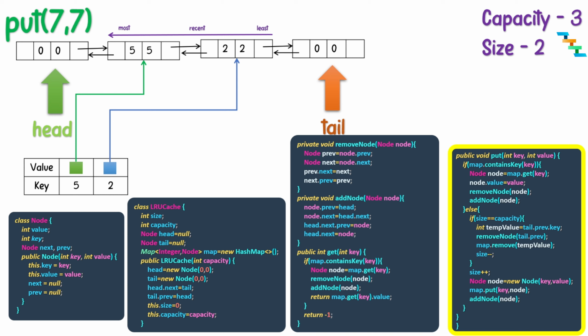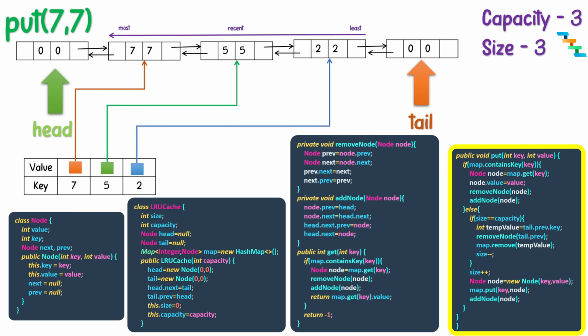Similarly, we will add another entry with key and value as 7 and 7. This is not present in the hash map and the size is less than the capacity. So create a new node with key and value as 7 and 7, and link this node to the next of head and then add this to the hash map. We have reached the capacity in the cache.